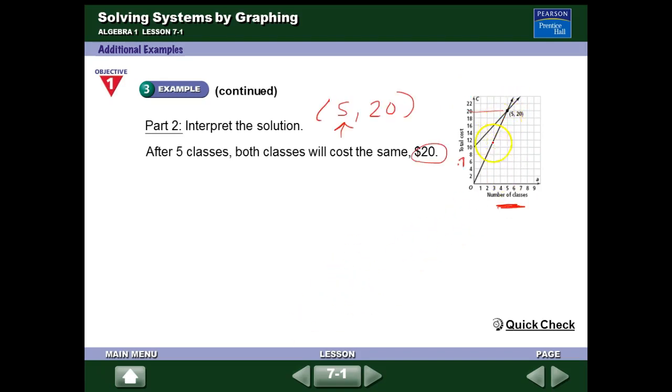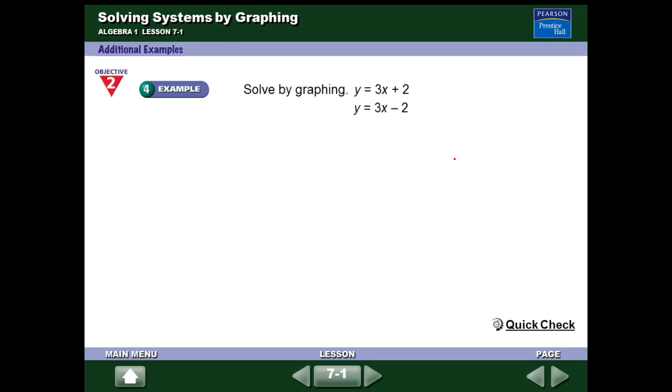Before here, it's cheaper for your total cost to pay just per class. But as soon as you attend 5 classes, you're going to pay the same amount. If you would attend 6 classes, it's now cheaper, 6, 7, 8, it's now cheaper to pay the $10 membership fee instead of paying per class. So that's kind of interpreting what that info is saying.